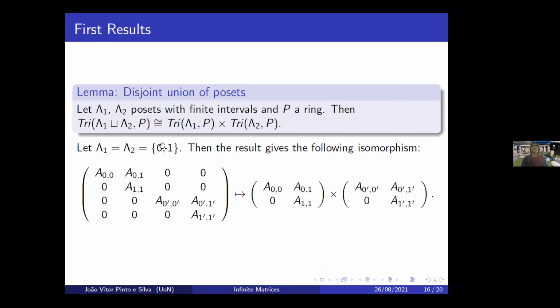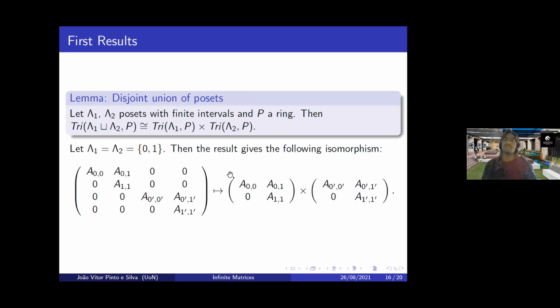An example would be if you have the set {0, 1} again with 0 less or equal to 1, then here we would have the ring on the left, Tri(Lambda1 disjoint union Lambda2), and here we have the ring on the right.